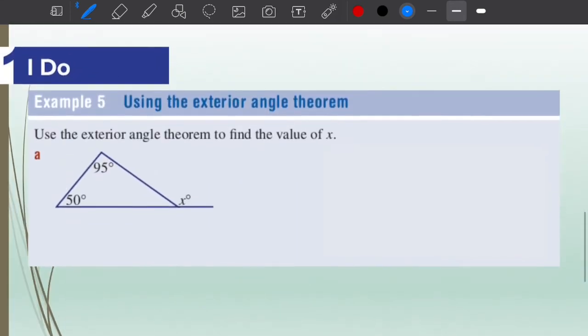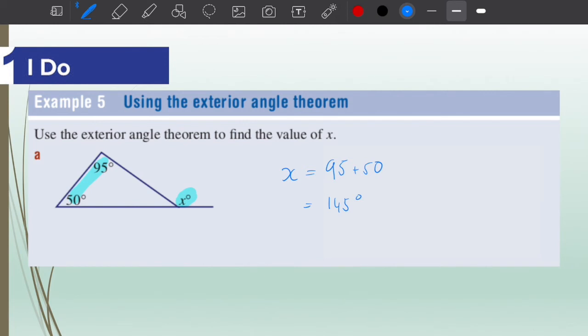The other thing we need to learn about is the exterior angle theorem, and I'm going to show you how it works here. The exterior angle theorem says that this angle here on the outside of the triangle is equal to the sum of the two angles opposite it in the triangle. So what we're talking about here is x just equals 95 plus 50. It's as simple as that.